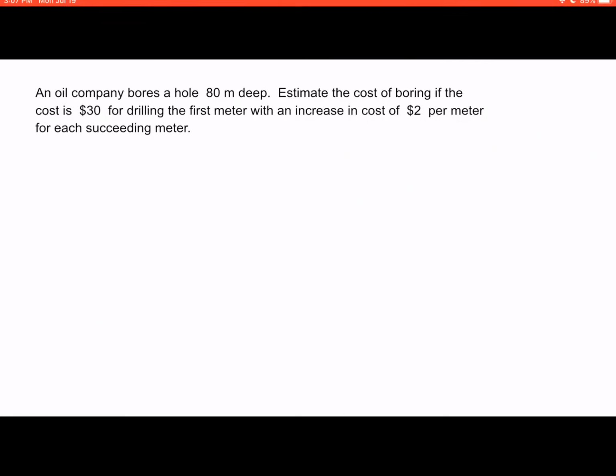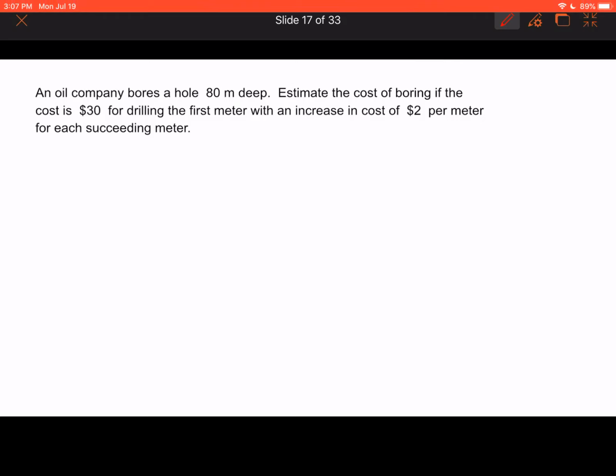Now we'll move on to the next problem. An oil company bores a hole 80 meters deep. Estimate the cost of boring if the cost is $30 for drilling the first meter. So the first meter's drilling can be done at $30, with an increase in cost of $2 per meter. So second meter it will be charged $32, and it keeps on going until 80 meters, right?